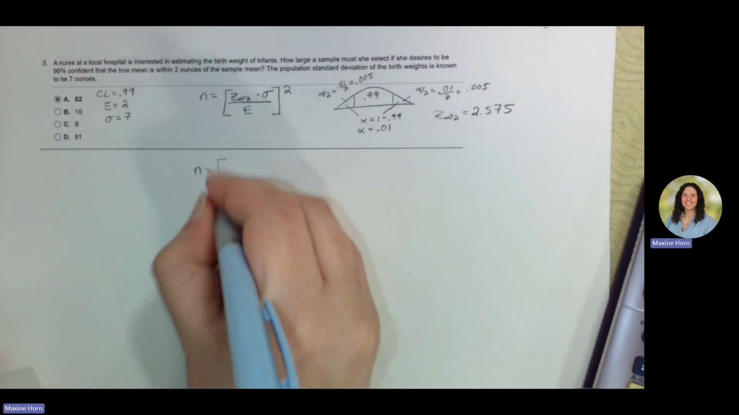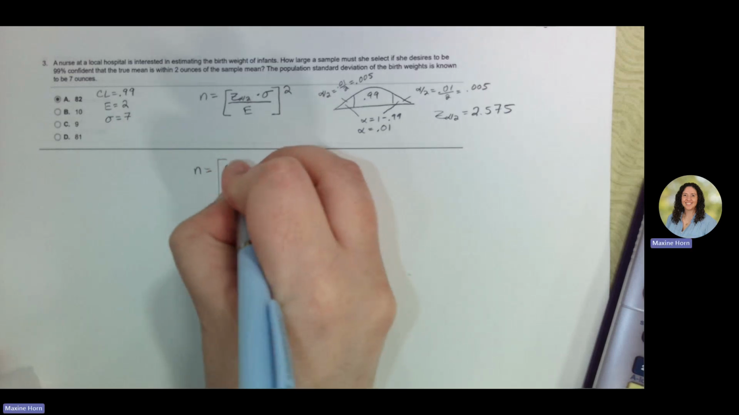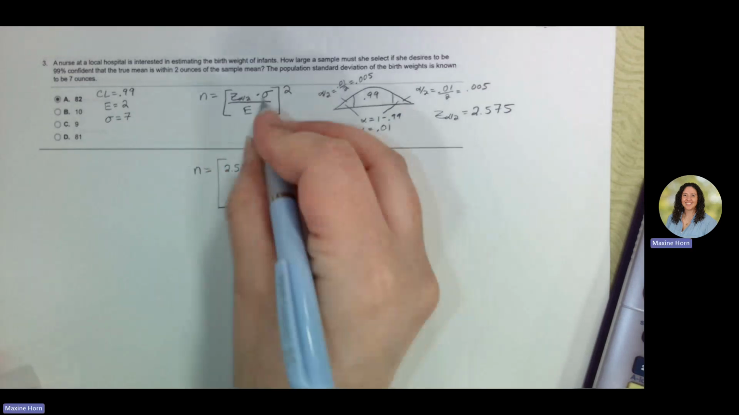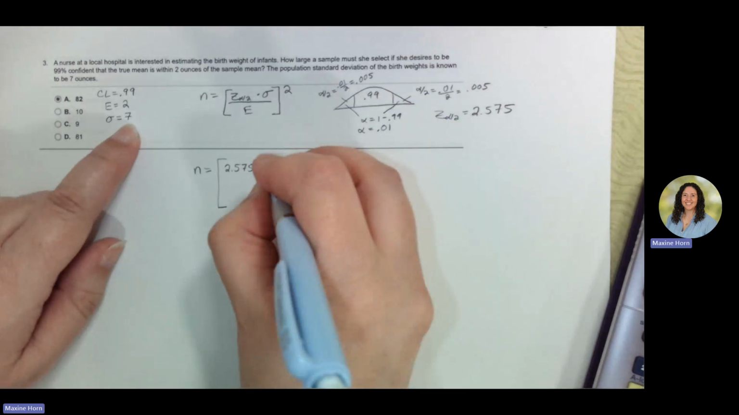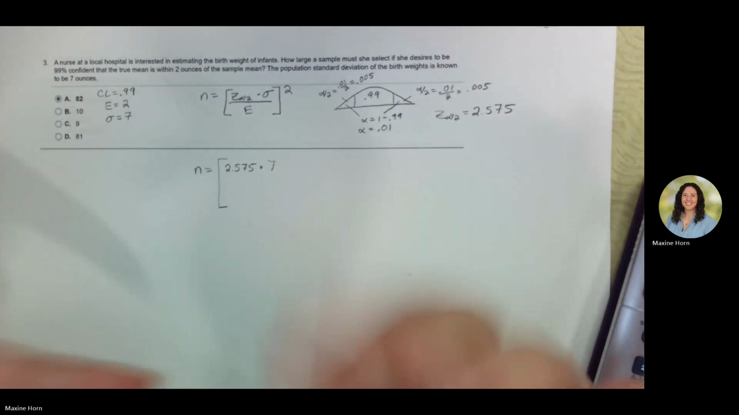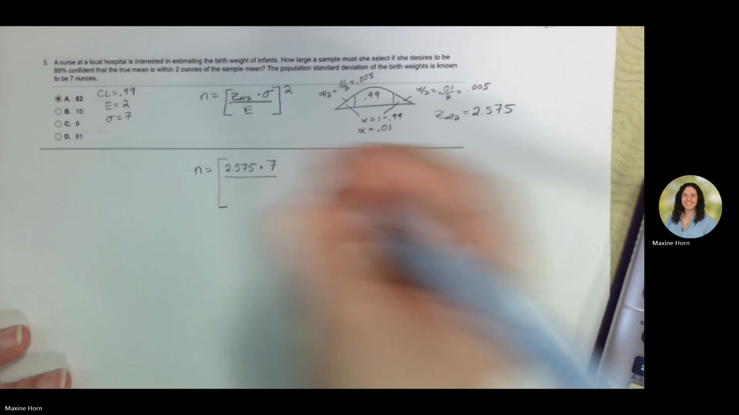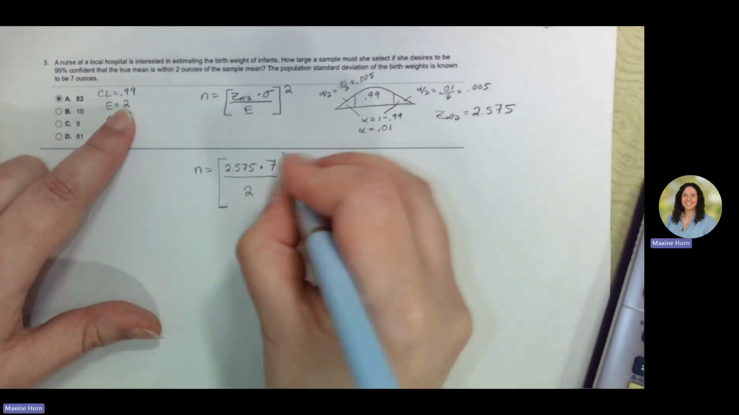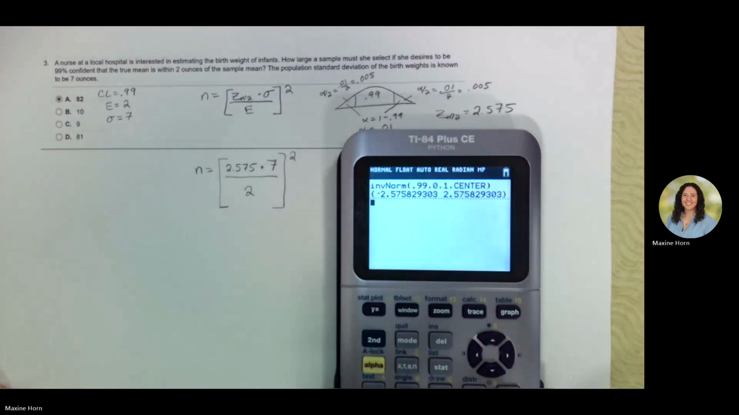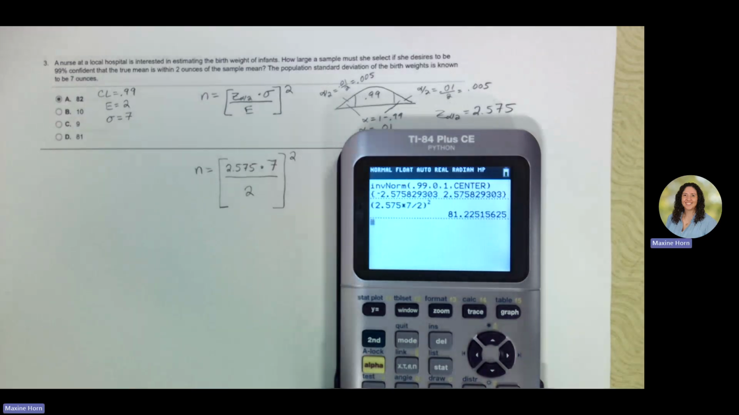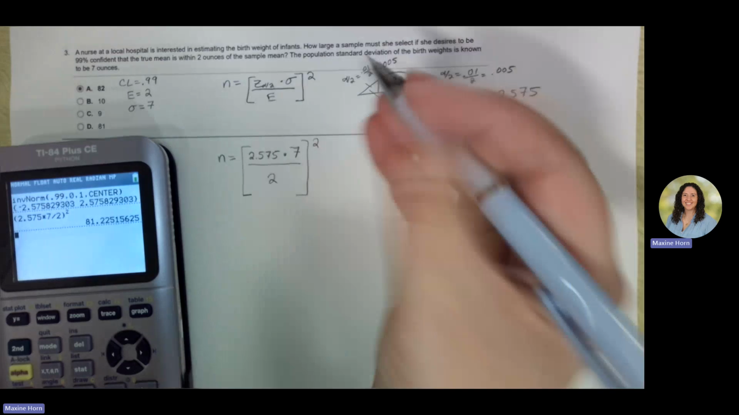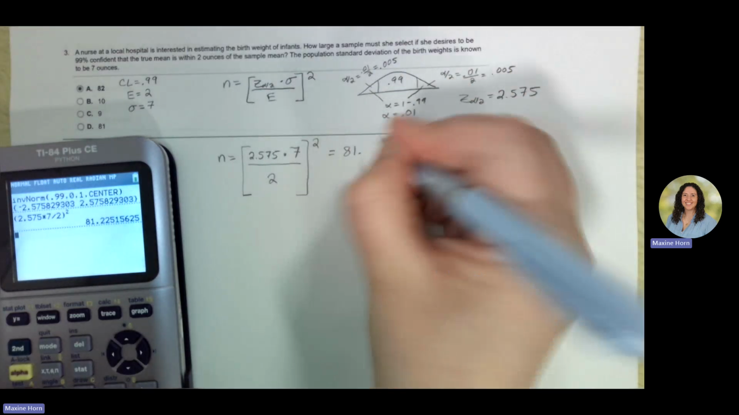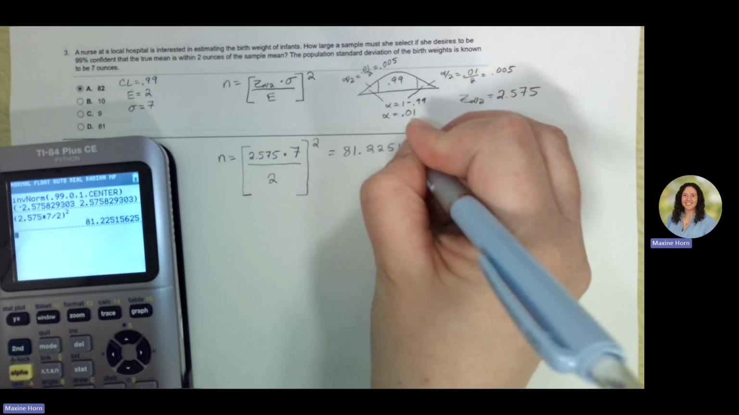So we have our Z alpha halves is 2.575. Our population standard deviation is 7. And our margin of error is 2. And we are taking that and we're squaring it, okay? Okay, and so we get this number. Okay, so let's talk about this number that we get, 81.225155625.